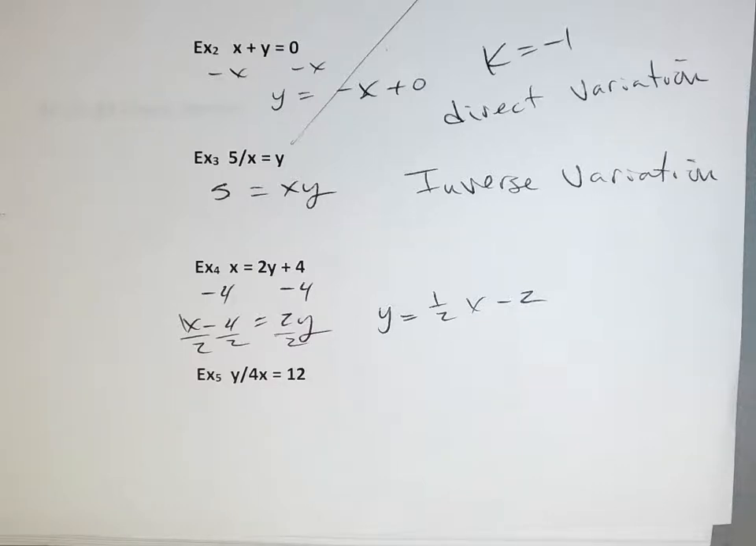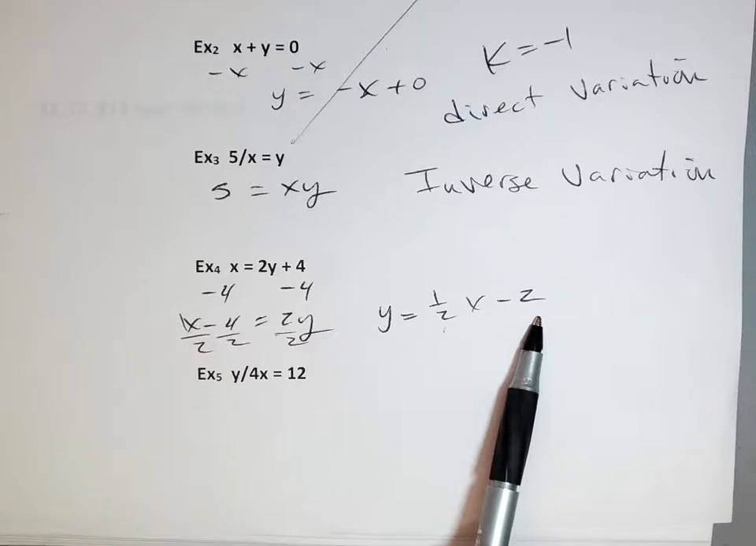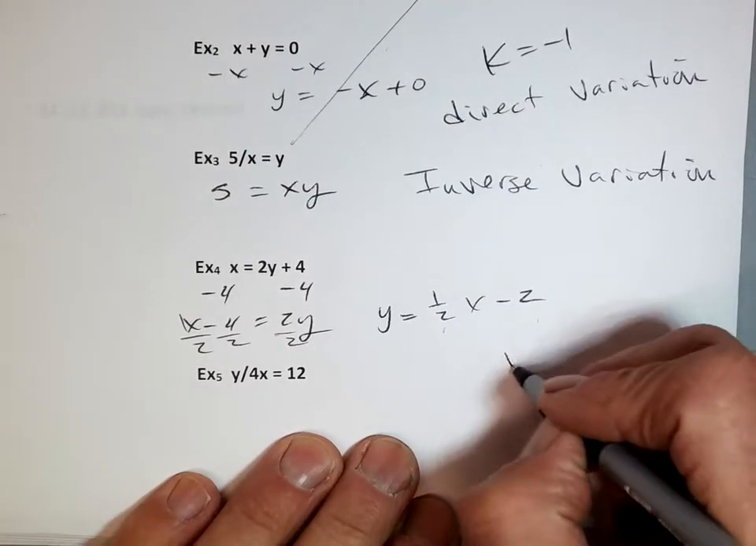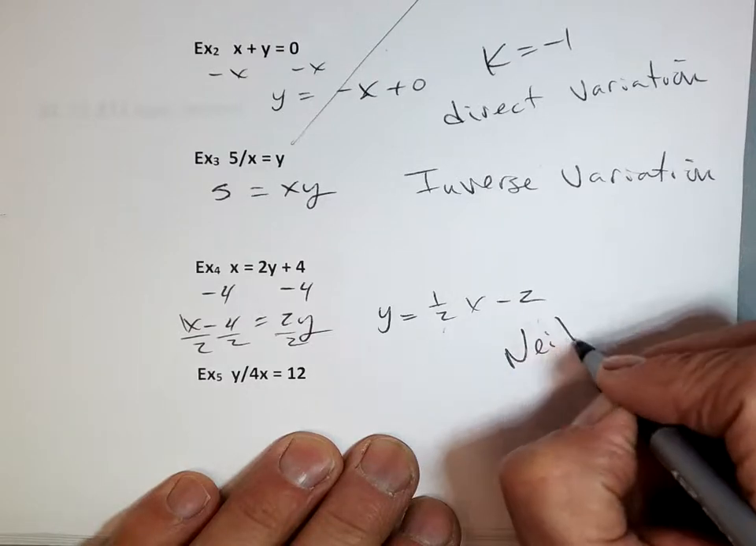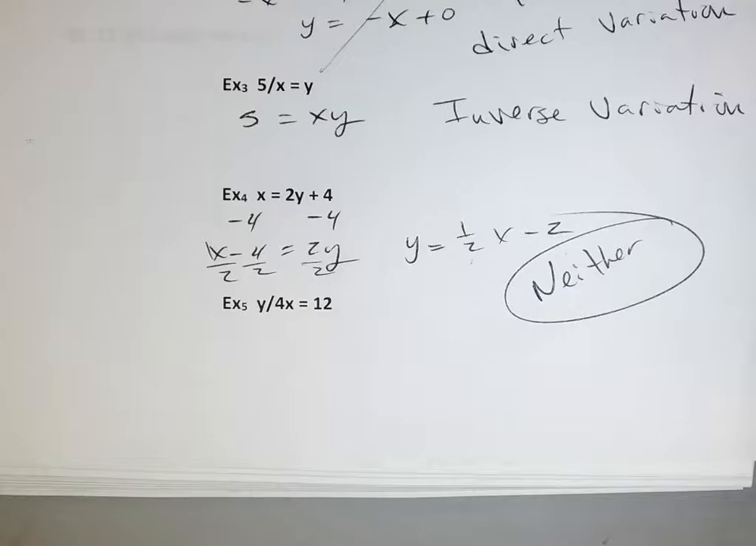What do you think? Neither. Who said neither? Why? Because it doesn't go through the point 0, 0, but it's not inverse either. Good. It is a straight line. It is, guys, it's a straight line up 1 over 2. It's linear, but it doesn't go through the origin. It starts at negative 4. Nice job. So it's neither, however you want to say it, right? Awesome, Lily. Okay, now, how about example 5?